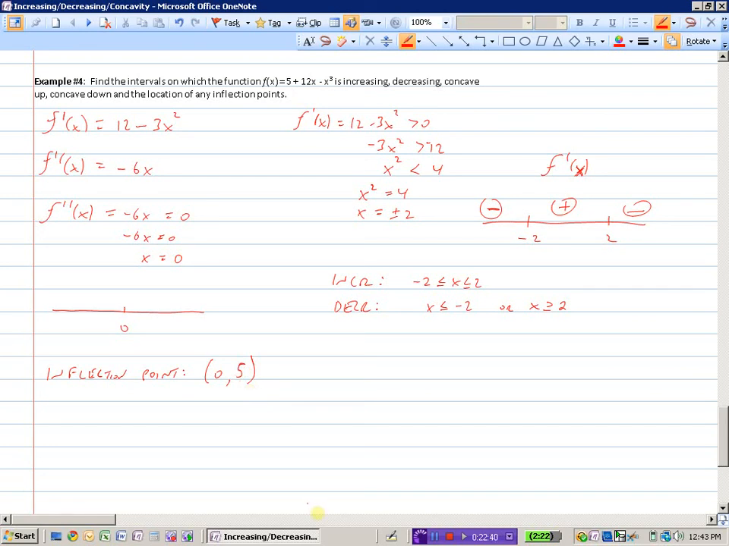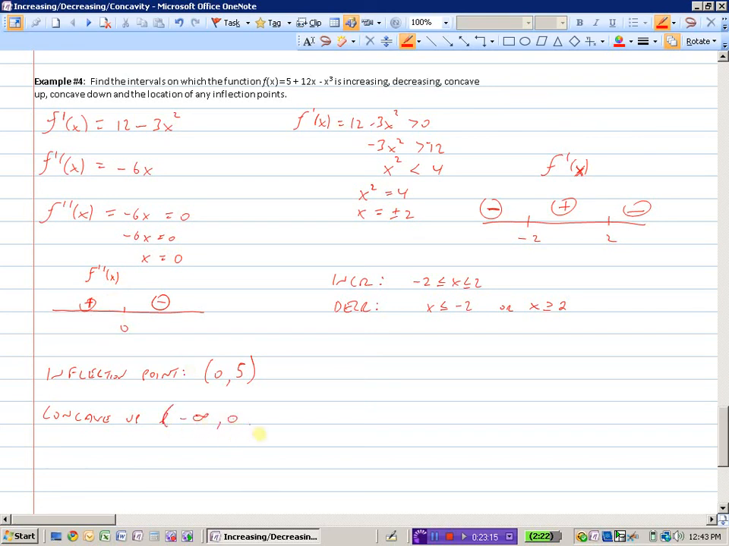Now testing the second derivative sign, if I try a number like minus 5, negative 6 times negative 5 would be positive 30. So we have a positive second derivative here. And looking at a number greater than 0, such as 5, negative 6 times 5 is negative 30. Well, we have a negative second derivative. So the graph is concave up if the second derivative is greater than 0. So this would be for values that are less than 0.